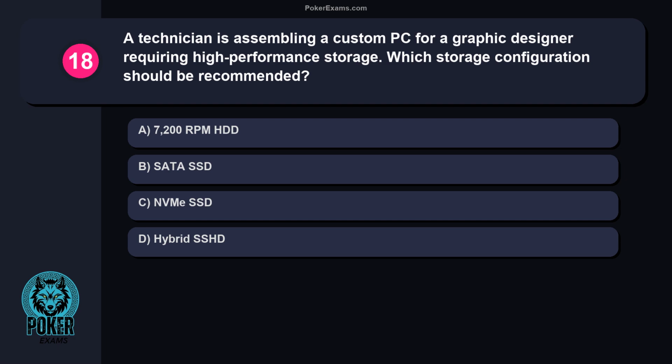Question 18. A technician is assembling a custom PC for a graphic designer requiring high-performance storage. Which storage configuration should be recommended? 7,200 RPM HDD, SATA SSD, NVMe SSD, hybrid SSHD.